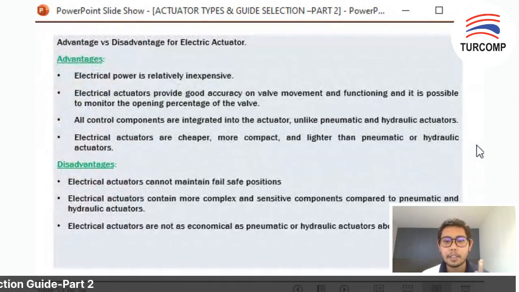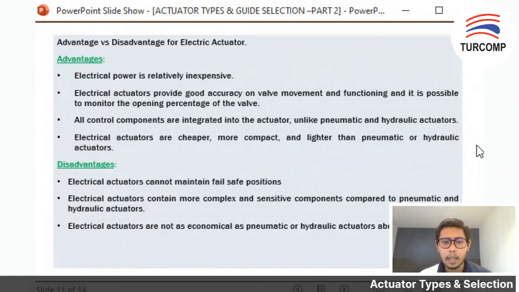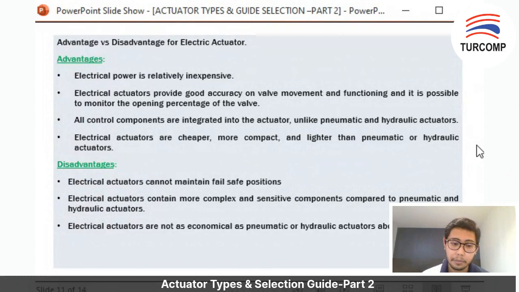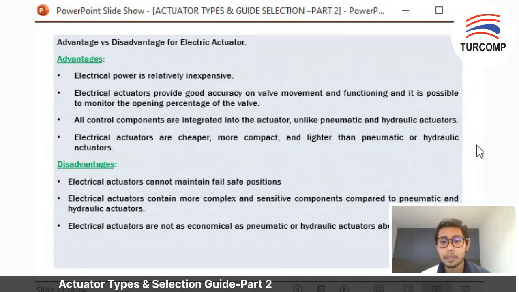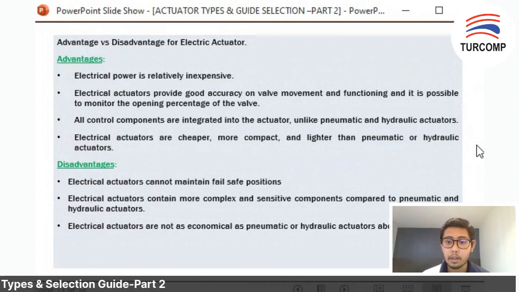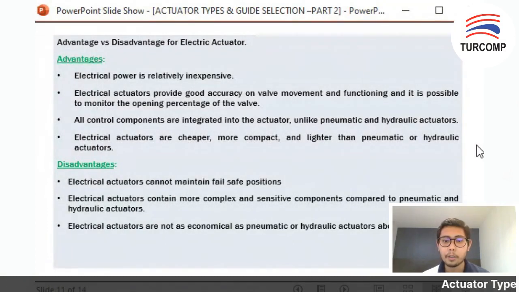Let's see the advantages and disadvantages for electric actuator. Okay, the first one, electric power is relatively inexpensive. Electric actuators provide good accuracy of valve movement and functioning, and it's possible to monitor the opening percentage of the valve. Comes with good accuracy.